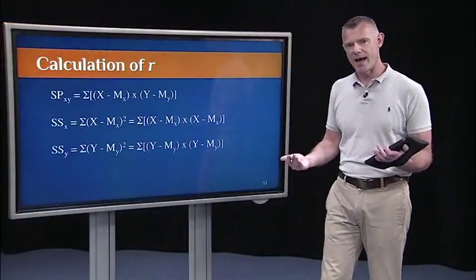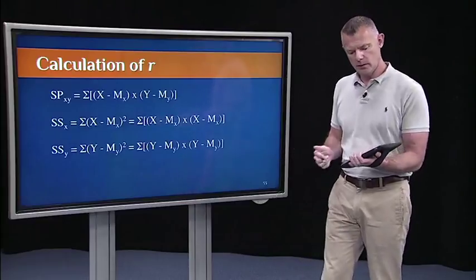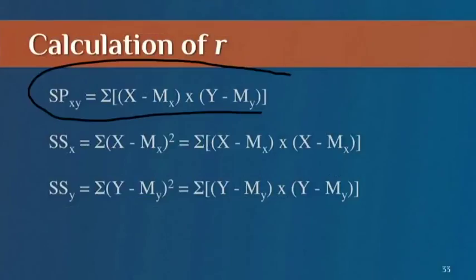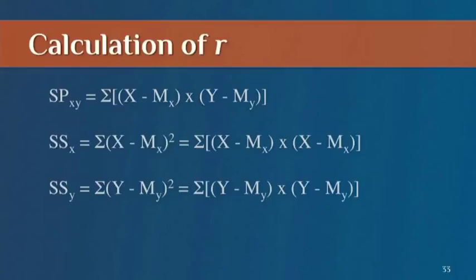If I unpack that and write it in longer form, here's the sum of cross products, which we just saw. It's just the deviation score on x times the deviation score on y, sum them all. Likewise, we have sums of squares x, sums of squares y. Those are just the same old sums of squares that we did when we were calculating variance back in the summary statistics lecture.